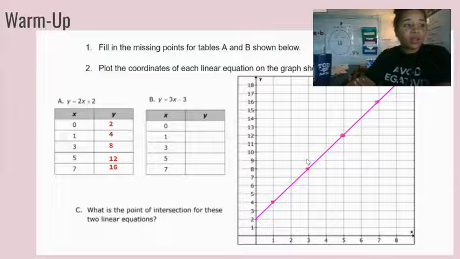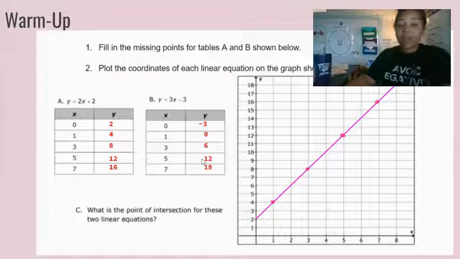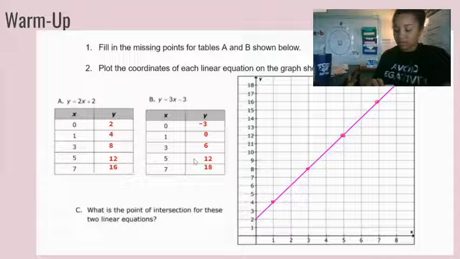Now, let's do the next one. We already figured this one out. We already saw this. We had negative 3, 0, 6, 12, and 18. Now we have to do this one.